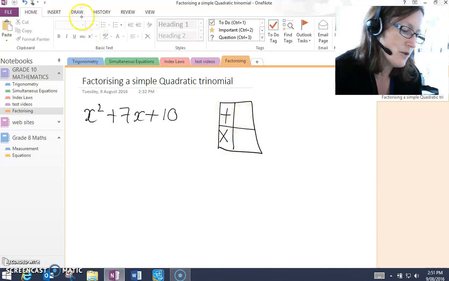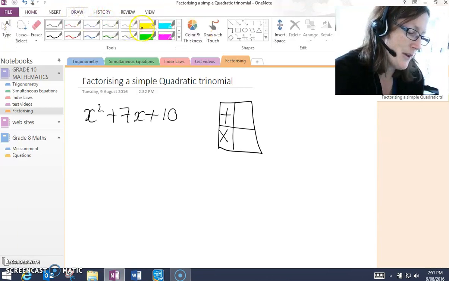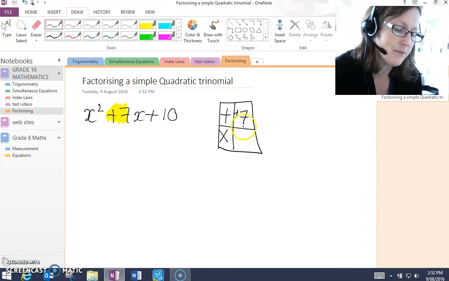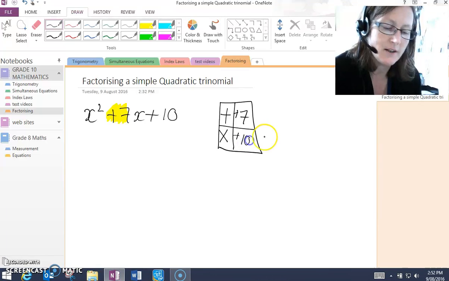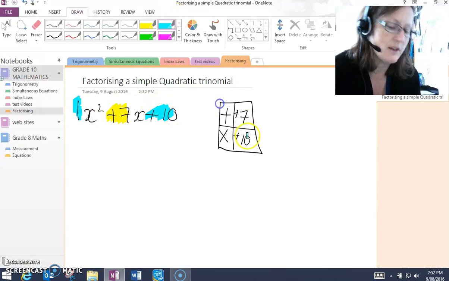We have to choose two numbers. Those two numbers that we choose have to add to 7. So they have to add to the number that's with the x. The two numbers that we choose have to times to 10. So how did I get the 10? I put a 1 here, and to times to 10, it's 1 times 10, which gives you the 10.